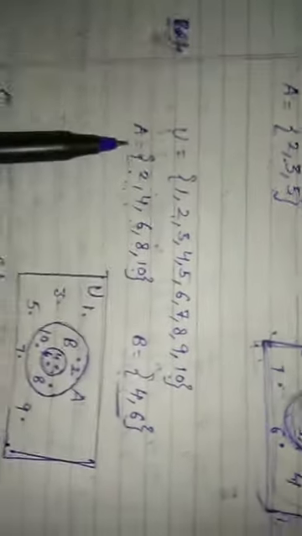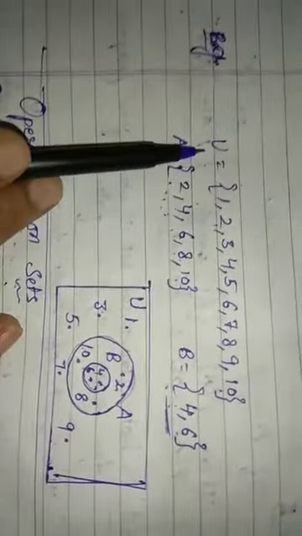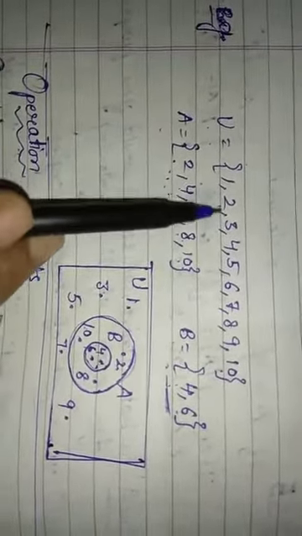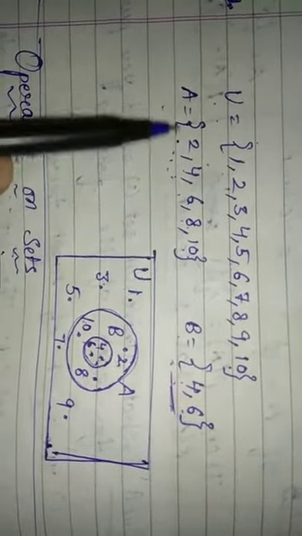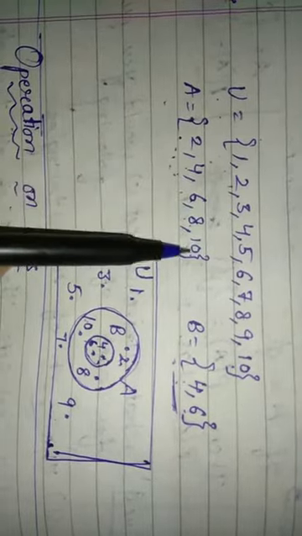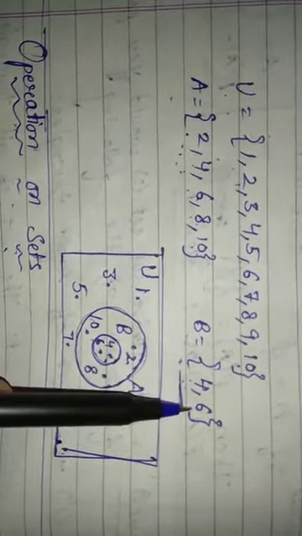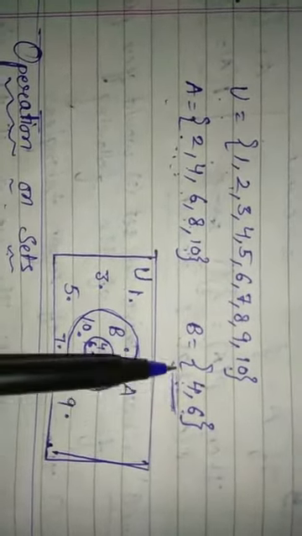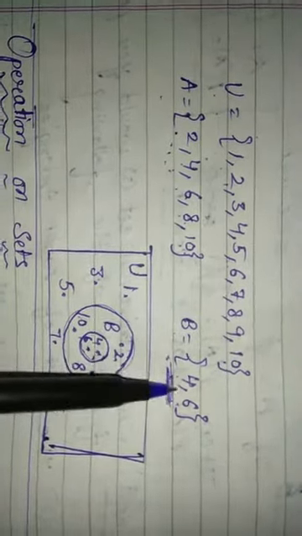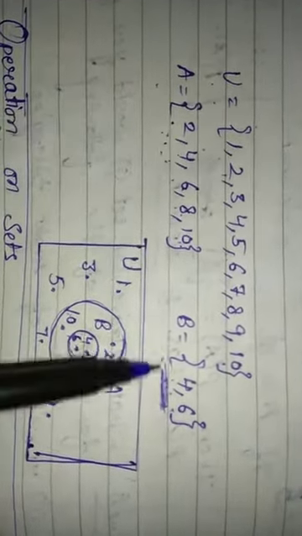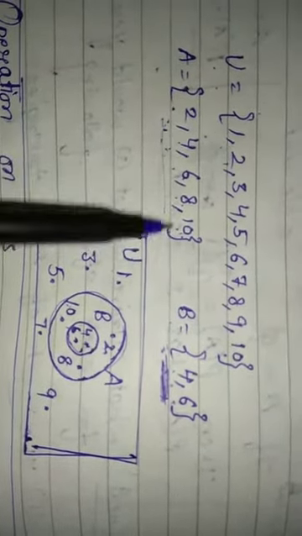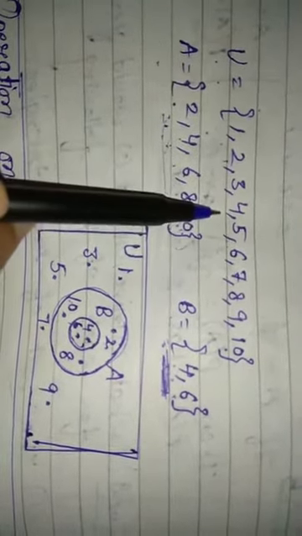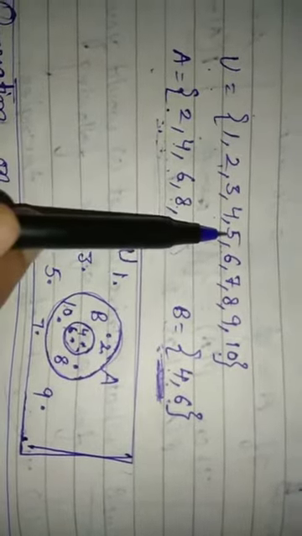Now come to one more example. Suppose the universal set has elements 1, 2, 3, 4, 5, 6, 7, 8, 9, 10, and set A has elements 2, 4, 6, 8, 10, and set B has elements 4, 6. Look at this: set B has elements 4, 6, and these are elements of A also, so B is a subset of A. And A has elements 2, 4, 6, 8, 10, which are elements of the universal set also, so A is a subset of the universal set.